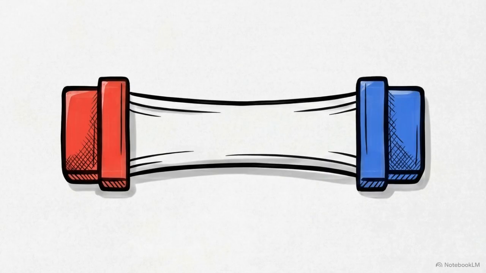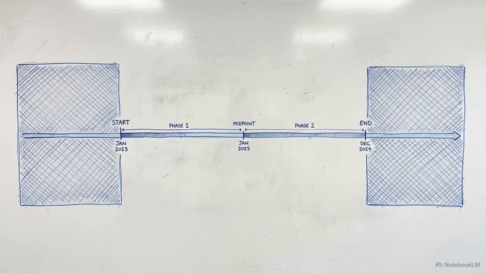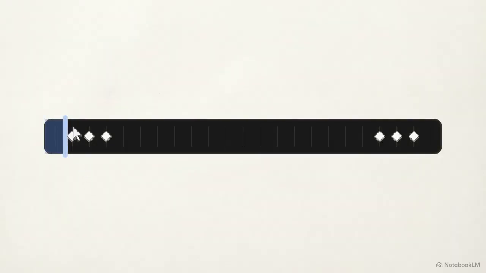Now we create those hard plastic ends from our rubber band analogy. To do this, we use a specific After Effects feature called Responsive Design Time, which protects selected regions of keyframes from duration stretching. Navigate up to the top menu, click Composition, select Responsive Design Time, and choose Create Intro. A blue zone appears. We drag its edge to cover our intro keyframes, locking them inside. We do the same for the end of the clip, selecting Create Outro to encapsulate the final animation keyframes.